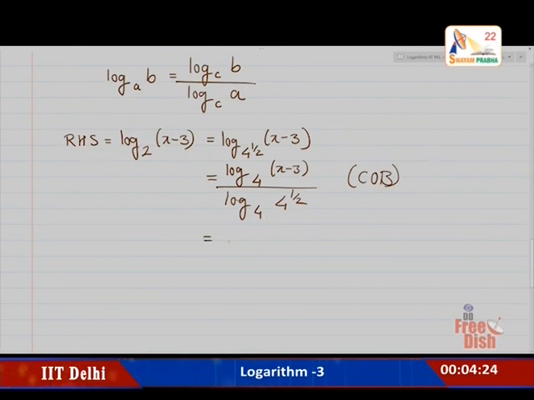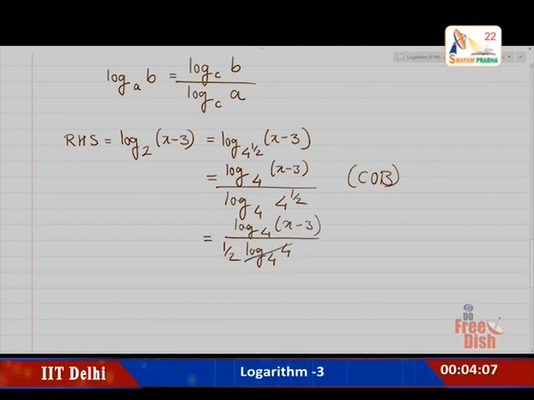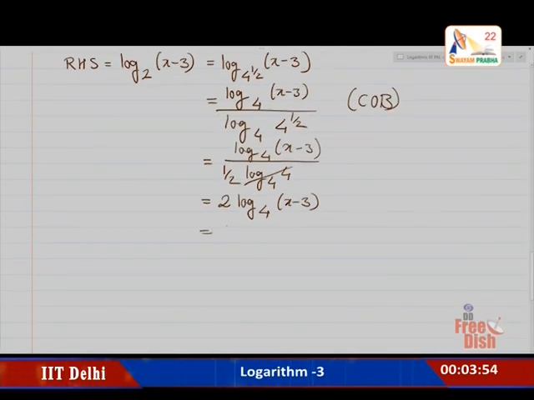You already know by power law the denominator is half times log to the base 4 of 4, log to the base a of a is 1, that also you know. So this is log to the base 4 of x minus 3. So what will this yield? This will be 1 and this half will become 2. So you will get the right hand side to be equal to 2 times log to the base 4 of x minus 3. Still I cannot use my logarithm equality because this 2 is appearing. So I can again simplify this as x minus 3 the whole square.